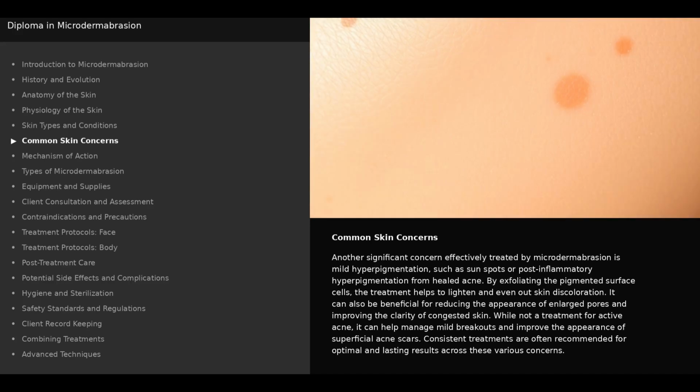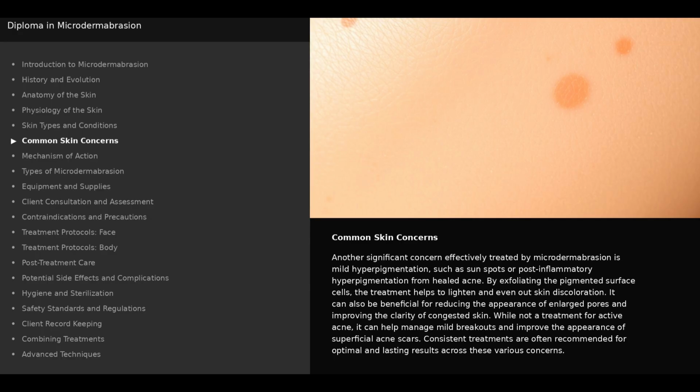Another significant concern effectively treated by microdermabrasion is mild hyperpigmentation, such as sunspots or post-inflammatory hyperpigmentation from healed acne. By exfoliating the pigmented surface cells, the treatment helps to lighten and even out skin discoloration. It can also be beneficial for reducing the appearance of enlarged pores and improving the clarity of congested skin.